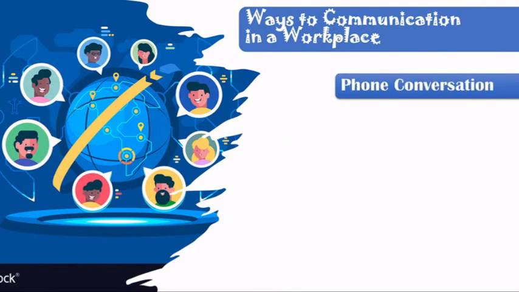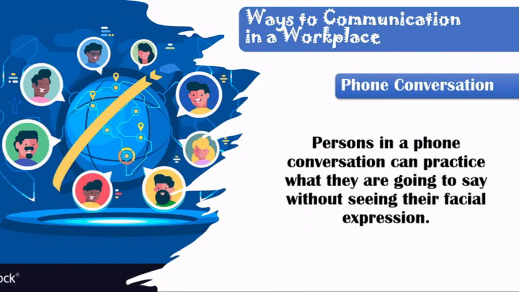Next, we have phone conversation. Persons in a phone conversation can practice what they are going to say without seeing their facial expression. In a phone conversation, you can hear the tone of the voice, you can have an idea as to the manner in which it was said. However, you cannot see the facial expression. Both of you are blindsided on that fact, both the receiving and the sender's end of the phone conversation. Sometimes this might be a bit toxic because you don't see the facial expression and you can only hear the words, or how the message was delivered.